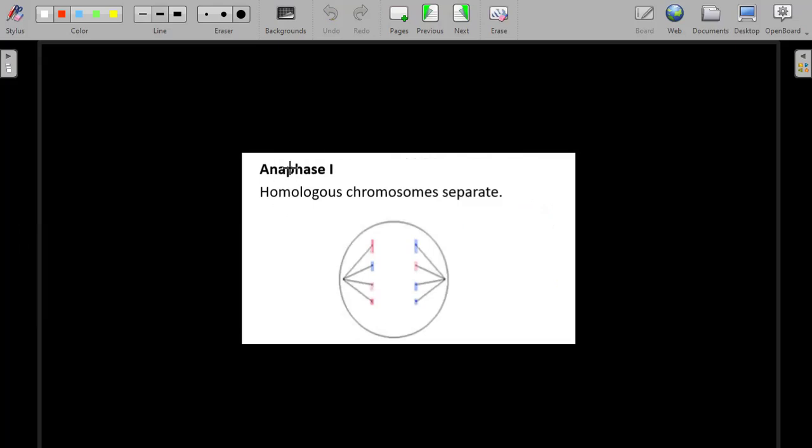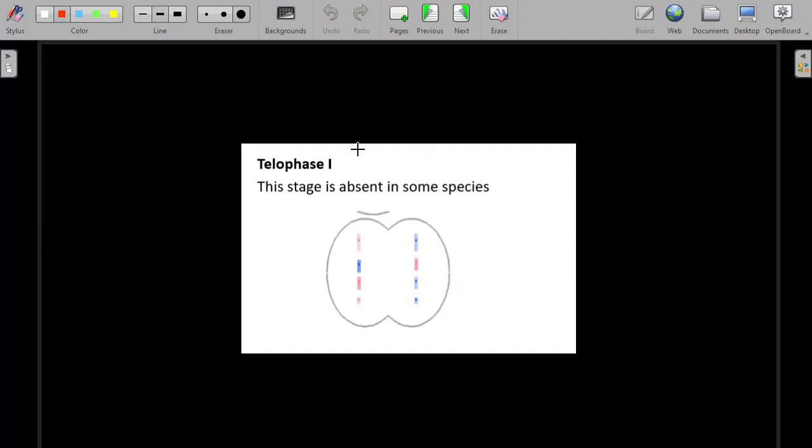Okay, so that's your anaphase 1. They will separate. So one of the homologous chromosomes will go to one pole, and the other ones will go to the other pole like that. So you have separation of your homologous chromosomes in anaphase 1. Okay, so you go to telophase 1.